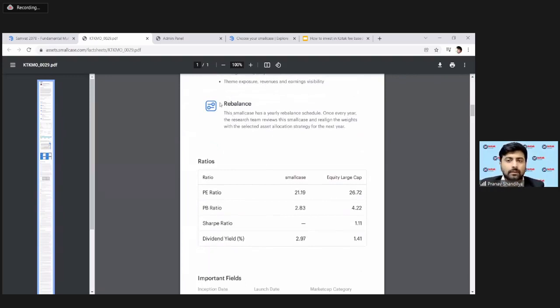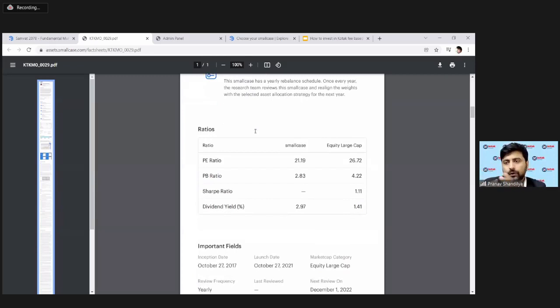Similarly, you find something called a rebalance description here. I'll come down to the rebalance description very shortly. But before that, know that the rebalance and details with respect to rebalance will be mentioned in the fact sheet. I'll be covering rebalance and what rebalance does in a bit.